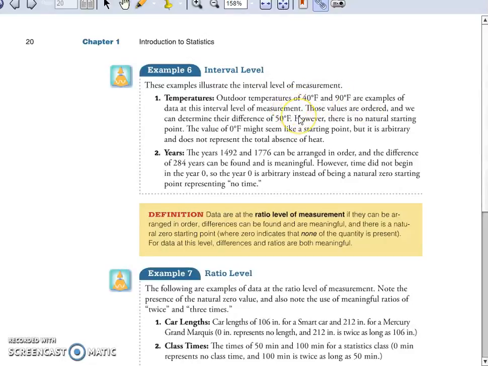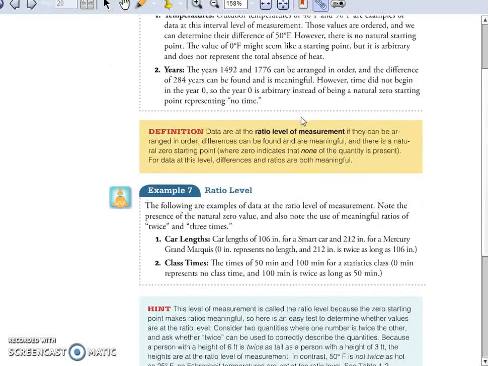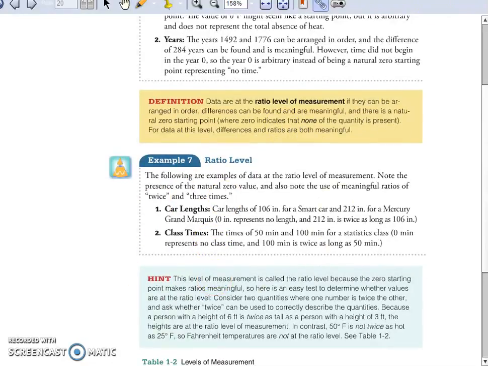So years is a great example of interval data because does it matter if someone was born in 1976 or 1988? Absolutely. So that matters, but does the year zero really mean none? It really doesn't. Temperatures is the other. 98.6 is that average. But if someone has 100 versus 105 fever, that's a huge difference. But zero doesn't really mean as much. Ratio is going to be where they're arranged in order, differences can be found and are meaningful. The natural zero starting point where zero indicates none of it. So the length of cars, class times, those are going to be good examples of ratios.